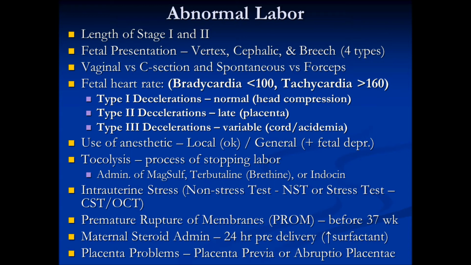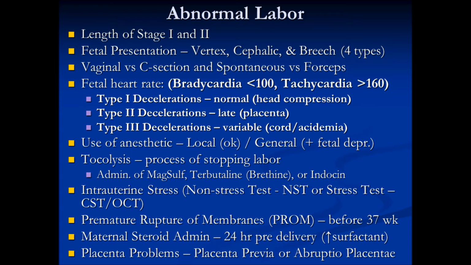Most typically what happens is they have to go in and do a C-section if they cannot manually manipulate the baby to the vertex position. Vaginal versus C-section, and also spontaneous versus forceps. Those are abnormal. Vaginal, of course, would be a normal labor, but you may have to opt for a C-section if situations become critical.